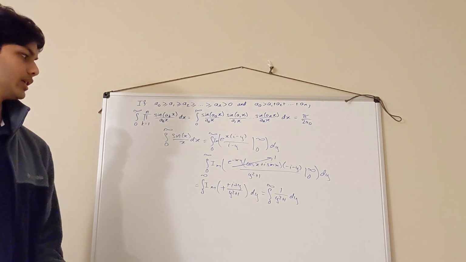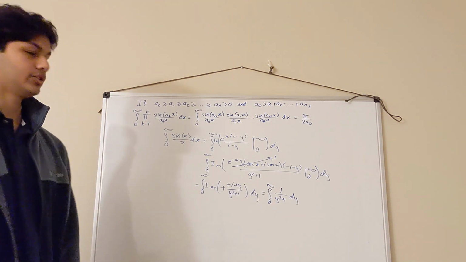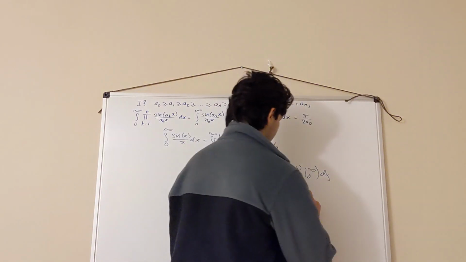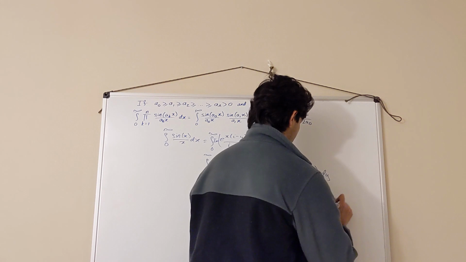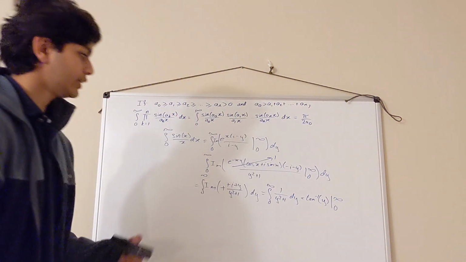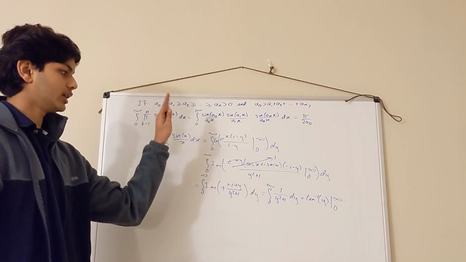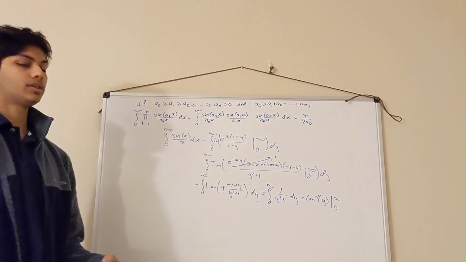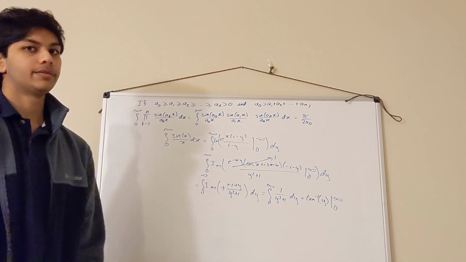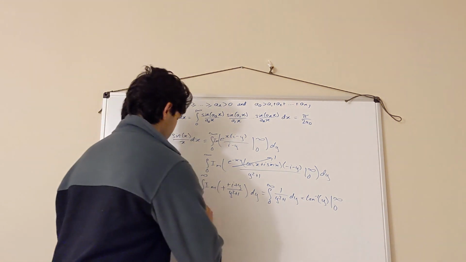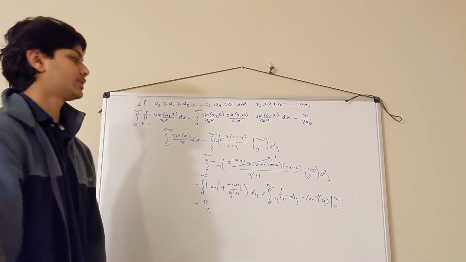So now this is one of those integrals that you should be pretty familiar with. This is just the arctangent of y. So the arctangent of infinity, you can think about it this way. As you increase your angle to pi over 2, the tangent of your angle will increase to infinity. So the arctangent of infinity is pi over 2. And then the arctangent of 0 is 0 because tangent of 0 is 0.